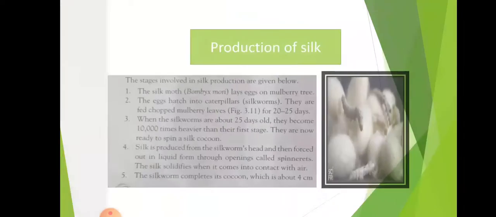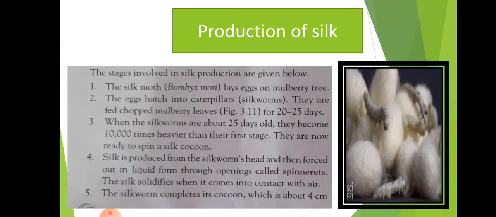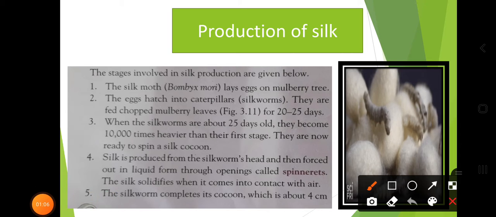Dear students, when we learn the production of silk, it involves some stages. Let us discuss one by one what those stages are. The stages involved in silk production are given below. Totally 8 points are there, so we will learn them one by one, like the life cycle we explained yesterday.